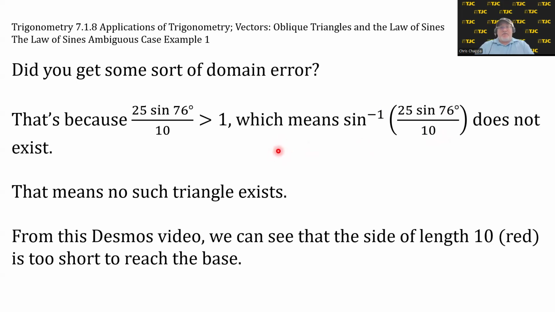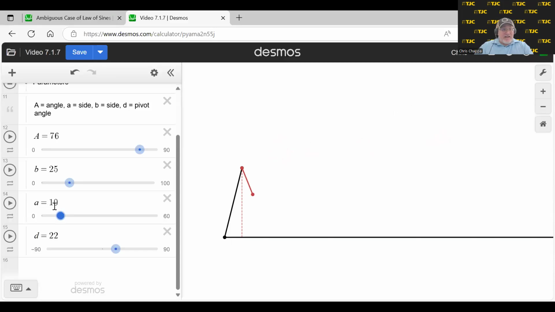From this Desmos video, we can see that a length of side 10 is too short to reach the base. In other words, going back to Desmos for a second, I've already got it set up for side a to be 10, side b to be 25, and angle A to be 76. It's not labeled over here, but angle A is in the bottom left. This is side b in black and side a is in red. And if you notice, side a is too short to reach the other side.